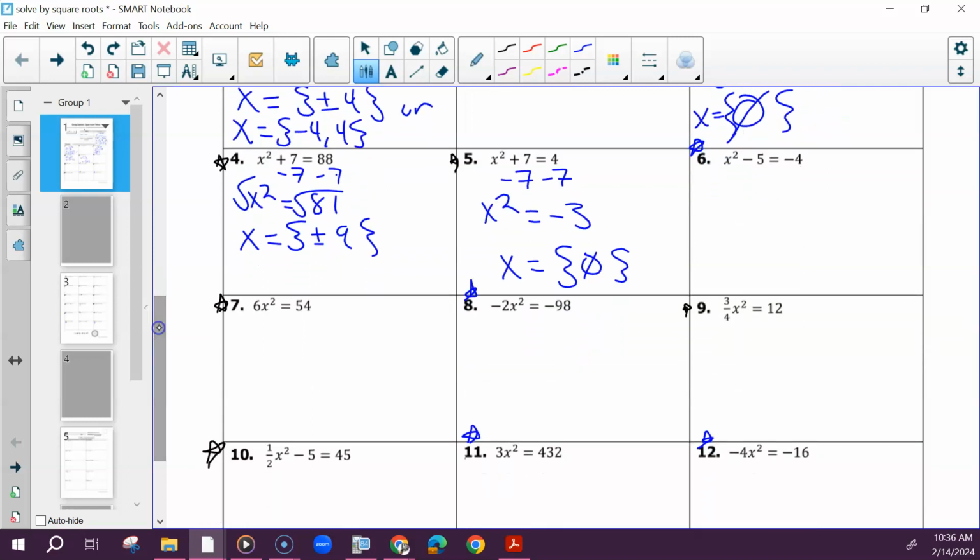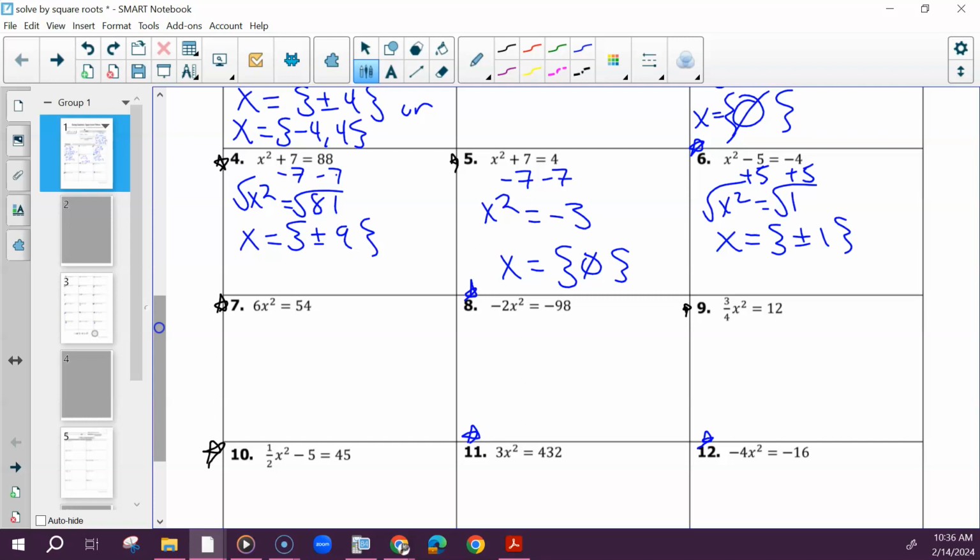We'll do 6 and then we'll get into some of these other ones. So if I add 5, x squared equals 1. And then if I take the square root of both sides, positive and negative, plus or minus 1. So make sure you have both.